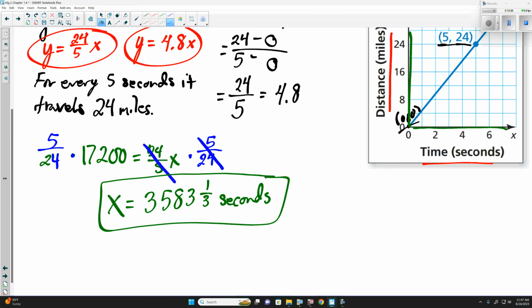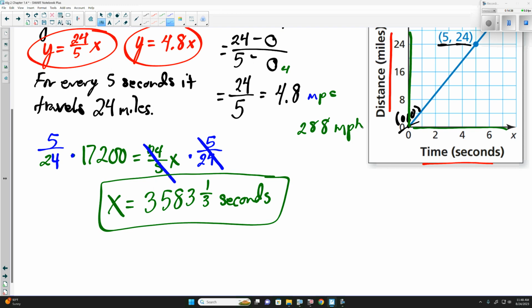It'd be kind of nice to be able to travel at that speed, wouldn't it? At 4.8, and this is miles per second. Yeah, because, let's see here, 6, 36, 8, carry the 4, 8. Yeah, it's about 288 miles per hour.